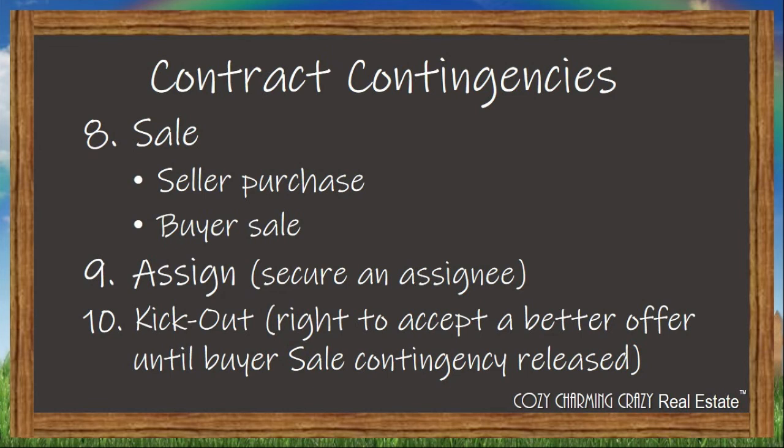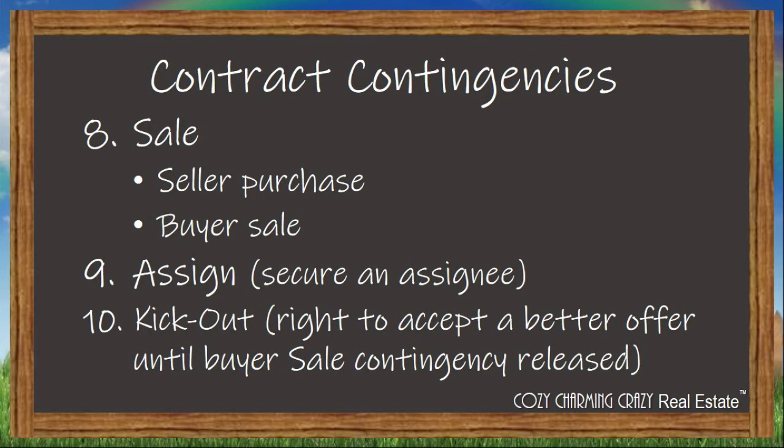Contract contingencies make up our last category. Now, the sale contingency could be that the seller is going to say, I'm going to sell my house, but closing escrow is contingent upon me being able to buy another house that meets my needs. Now, on the buyer side, it could be, I am making an offer to buy this house, but I will only close escrow once I am able to sell the house that I currently live in.